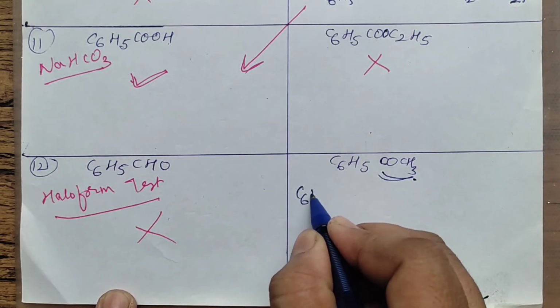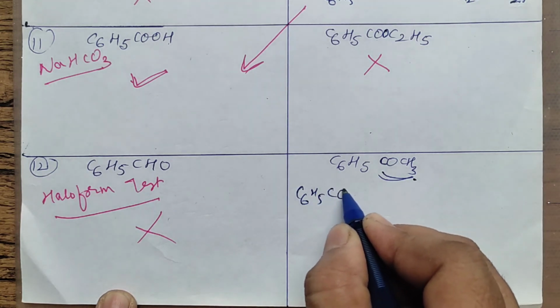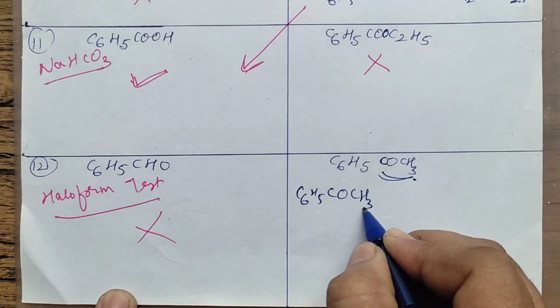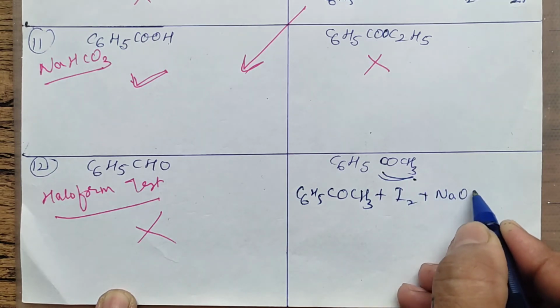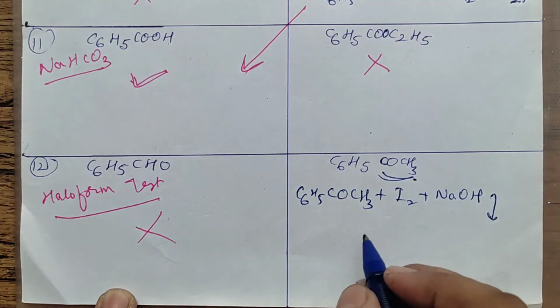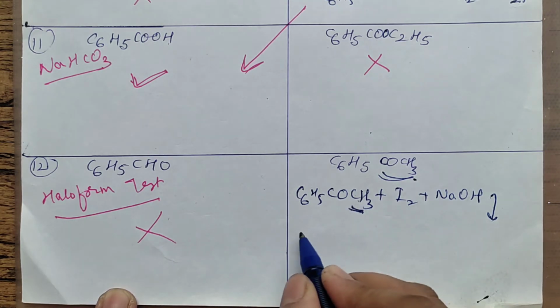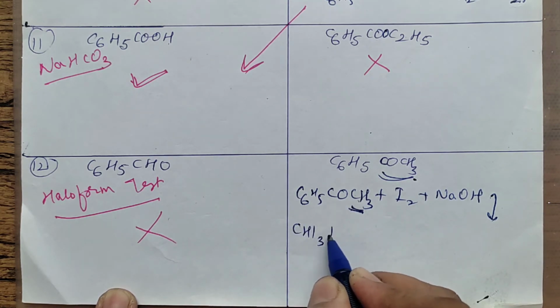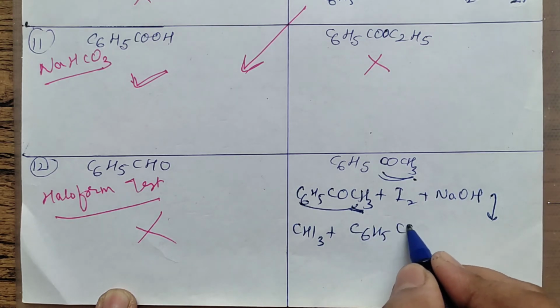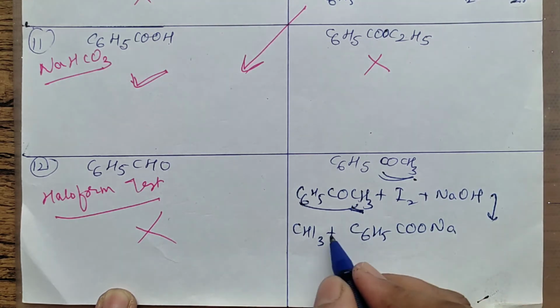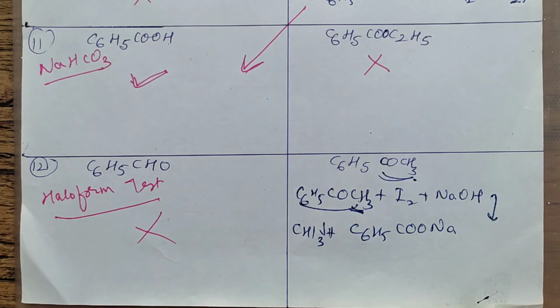We have written with acetophenone: C6H5COCH3 plus I2 plus NaOH. So you will get, with one carbon, CHI3, plus with the remaining part you will get a salt, C6H5COONa. Yellow color precipitate of iodoform is obtained. Clear?